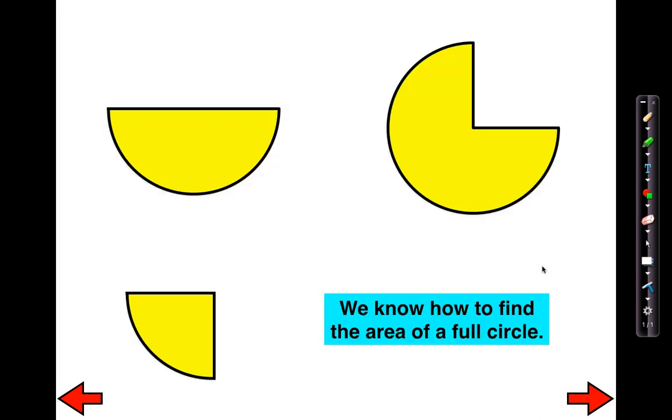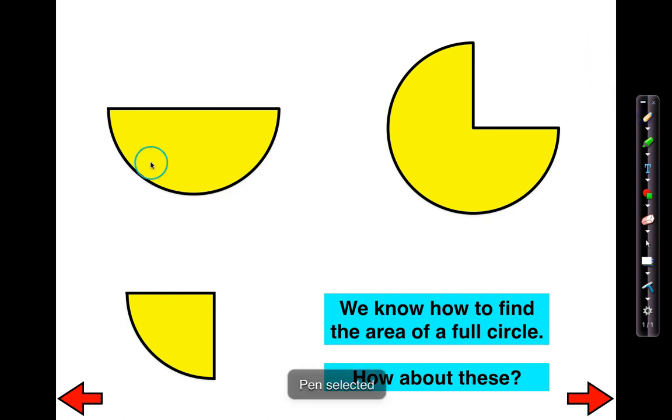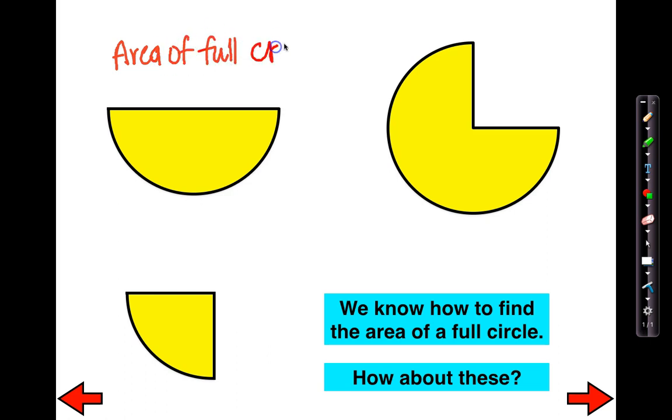So first, I want you to look at these shapes here. We know how to find the area of a full circle. Well, what about these? Okay, first, hopefully you recognize that this is half a circle. So what would I do? I would find the area of the full circle, and then I would times it by a half, or I can simply find the area and divide by 2.